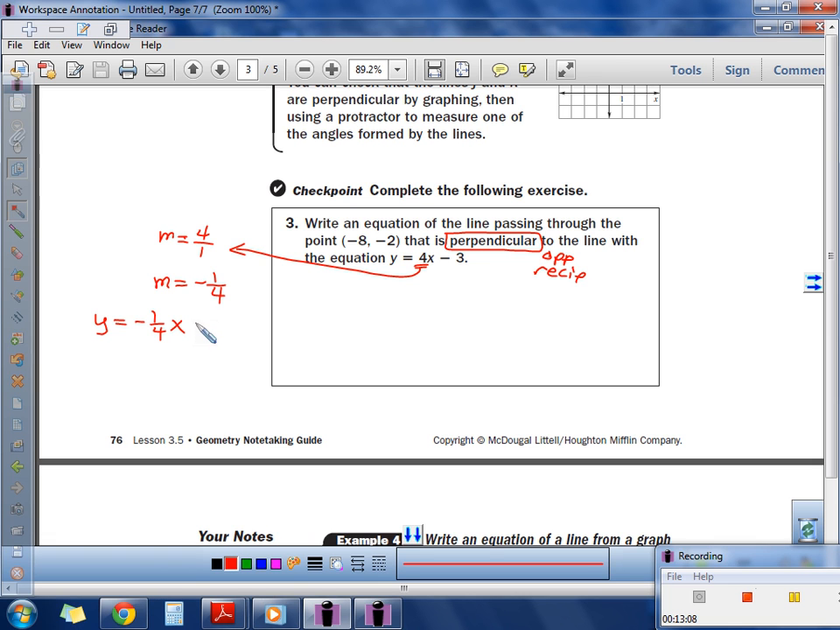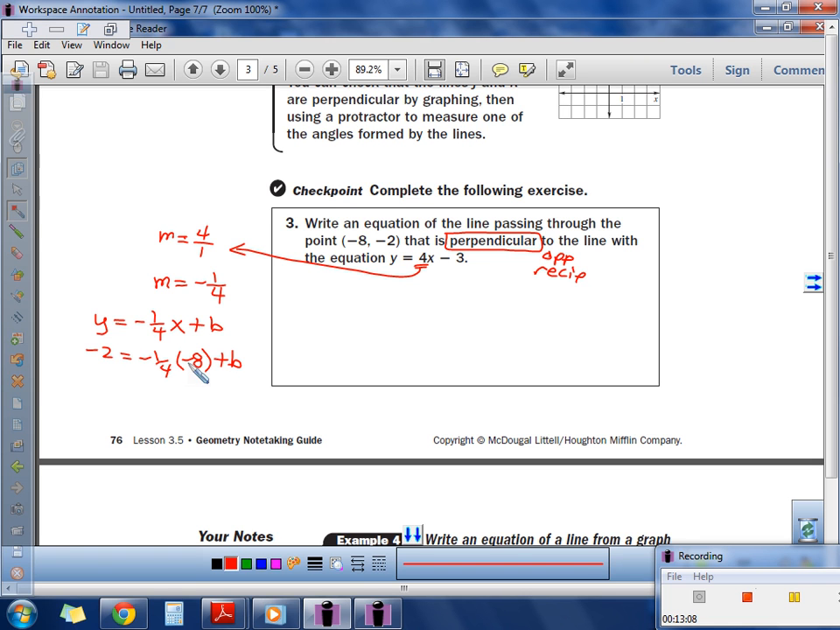Do I write minus 3? No, I write plus b. I'm solving for b now. I want a new intercept. Okay, I need to plug in for x and y. Do I have those values? Yes, they're in that point. My y value is negative 2. There's my 1/4, negative 1/4. There's my negative 8 plus my b.